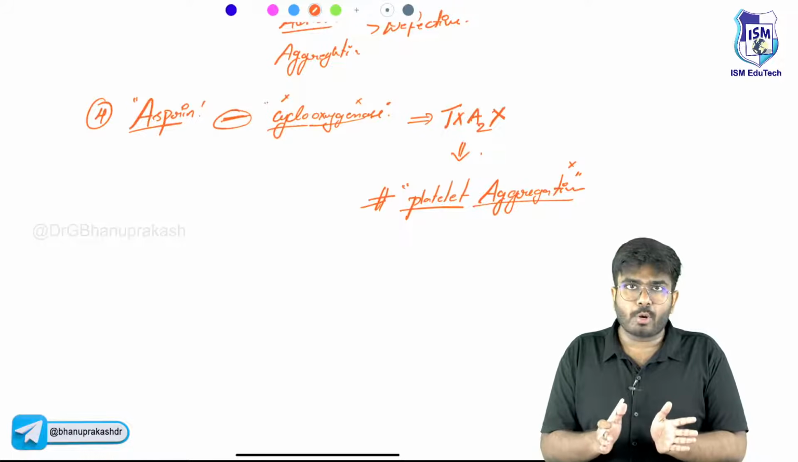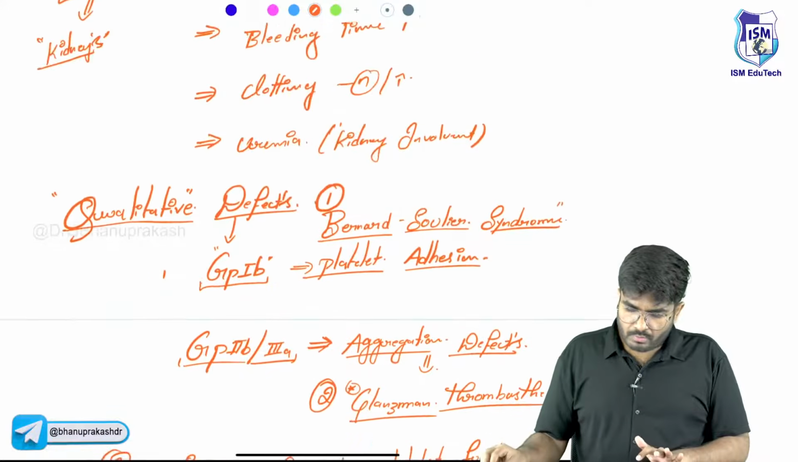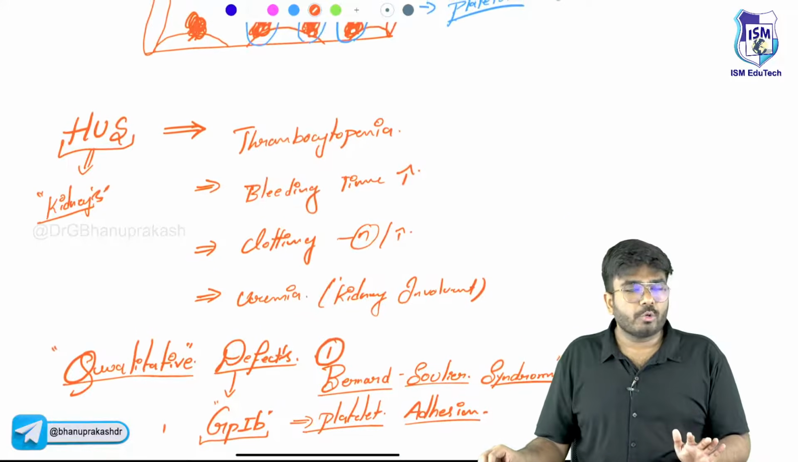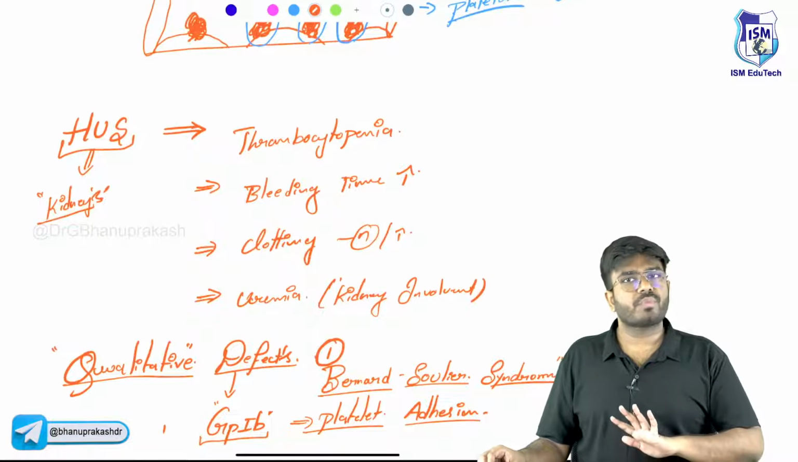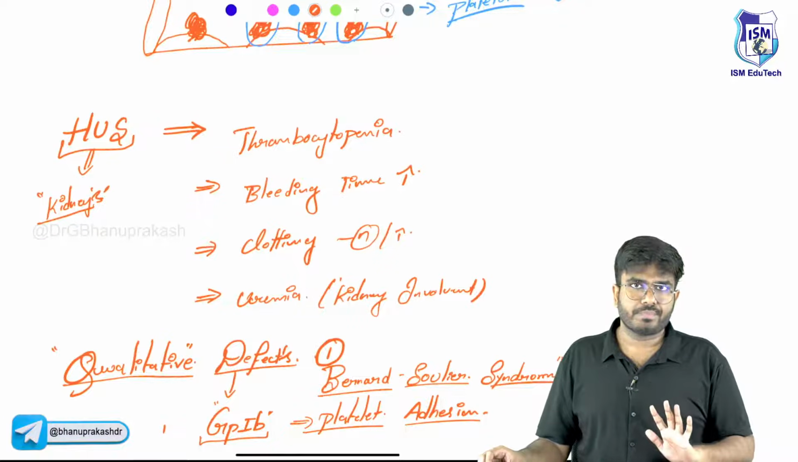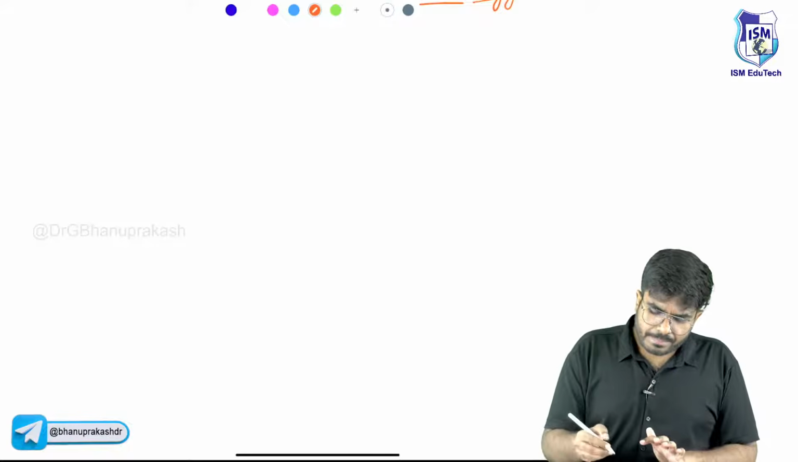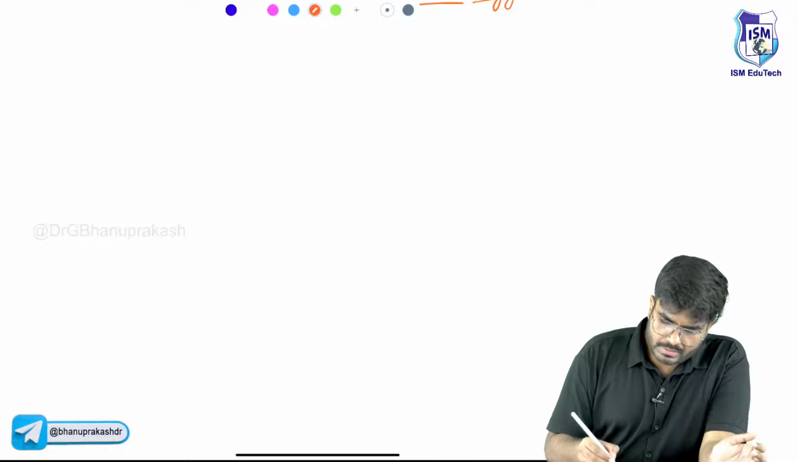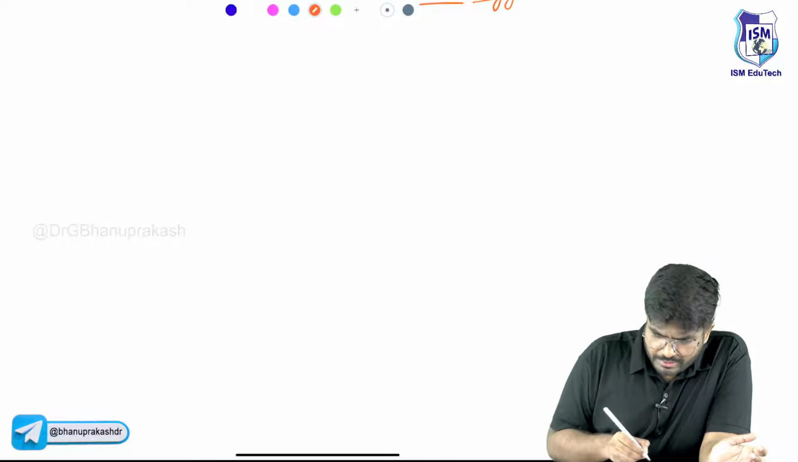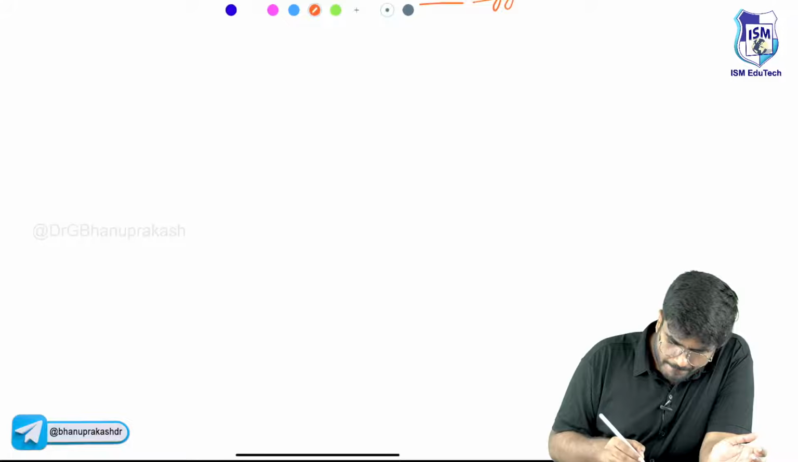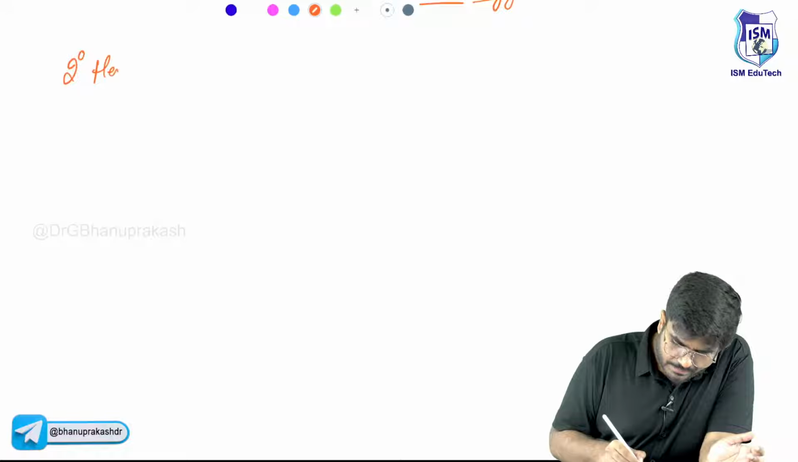Okay, platelet related problems. So now what we have completed are the quantitative problems and the qualitative problems. Now let me explain some important points about the secondary hemostasis.